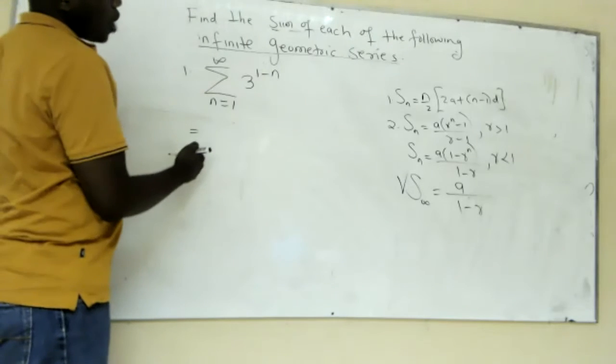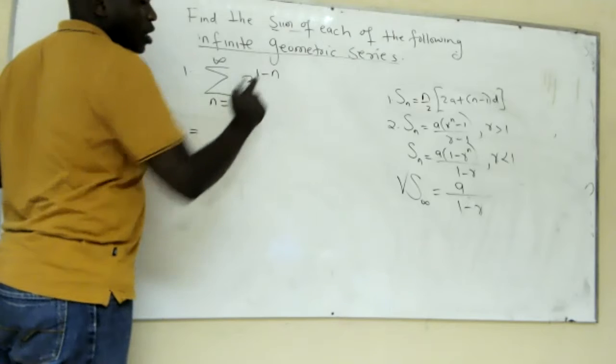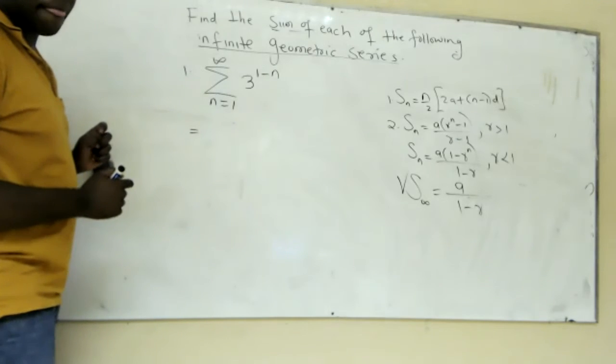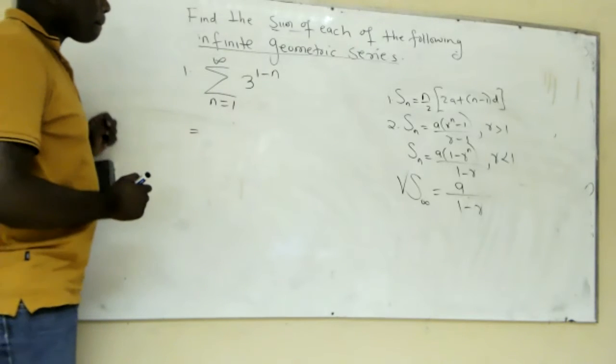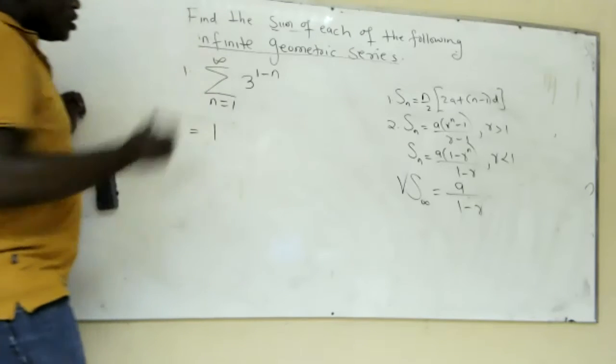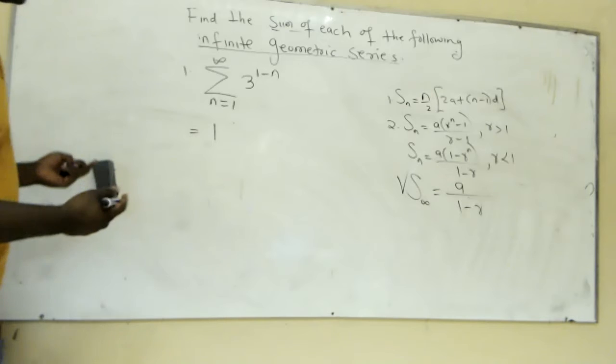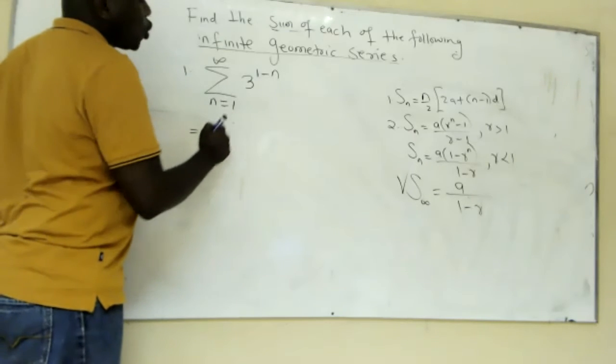Let's start with substituting 1. If we substitute 1 here, we're going to have 3 to the power of 1 minus 1, which is equal to what? 3 to the power of 0. And 3 to the power of 0 is what? It's 1. Yeah, because any number to the power of 0 is 1. Yes, exactly. That's true.